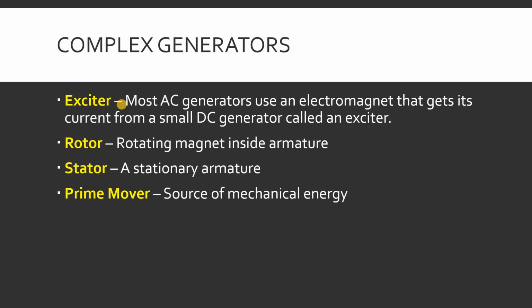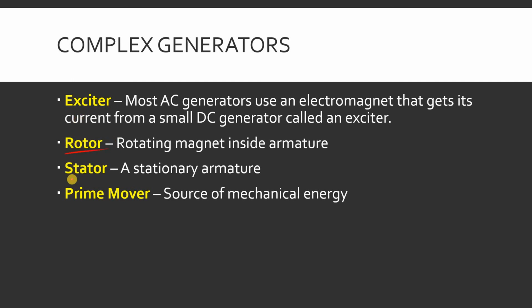And so the exciter, most AC generators use an electromagnet that gets its current from a small DC generator called an exciter. And so sometimes you need to have an electromagnet and it needs to be powered. And so they use what's called an exciter. Think about it like a spark plug, something like that, that is going to power this thing.